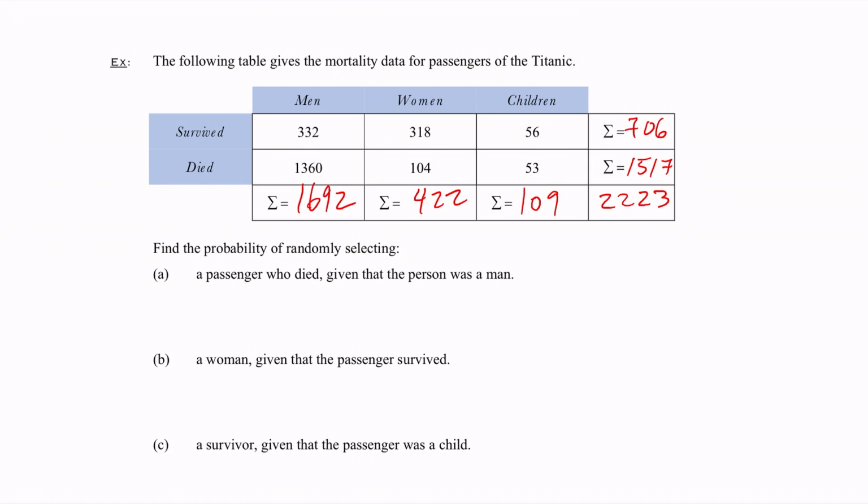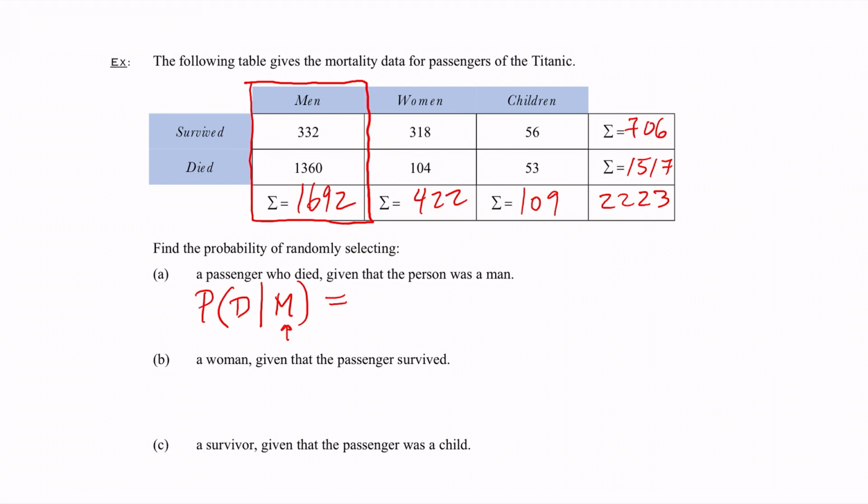So in the first question, find the probability that a randomly selected passenger died given that that person was a man. Okay, so we're looking for the probability that that person died given that they were a man. And so what we can do here is focus on this first column where they're all men. Because here we're given that they're men, so that conditioning event will limit us to just this portion of the table where we're looking at men.